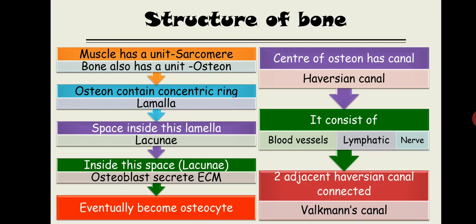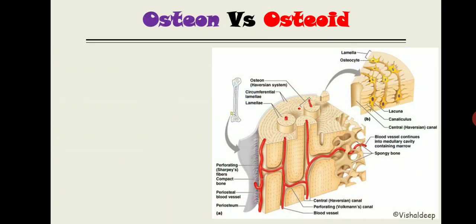Got it? Now the confusing thing that we are going to understand last is the difference between osteon and osteoid. Both sound similar, but they are a little bit different. Now, what is the osteon that we discussed in our previous slide? Osteon is the functional unit of the bone. They are basically collagen fibers encircling and making one functional unit of the bone. It is known as osteon, right?